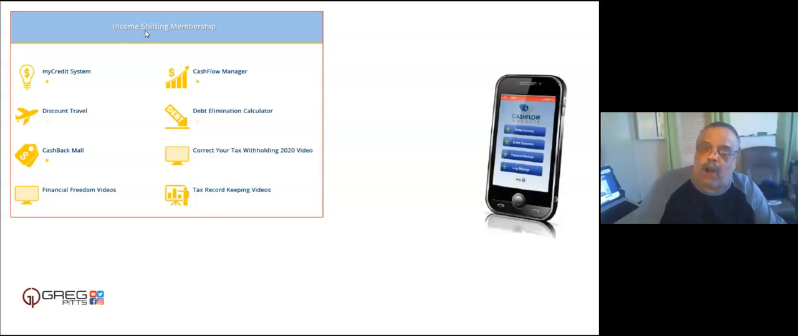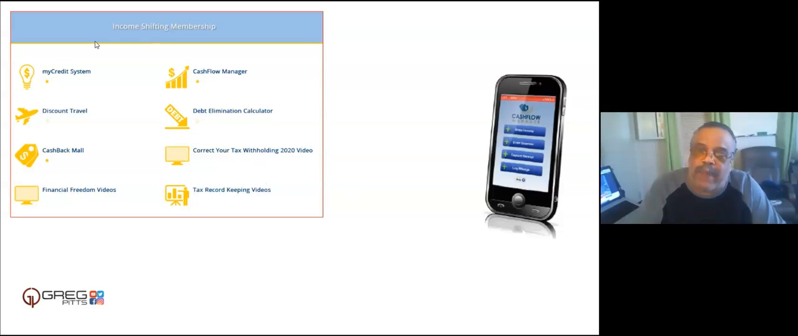This is all part of your income shifting membership. Okay? Make sure that you go back there, use your cash flow manager, find your cash flow manager here. Use your debt elimination calculator. Correct your withholdings. There's a video in your back office. It tells you how to do everything that we're talking about. And then keep great tax records.